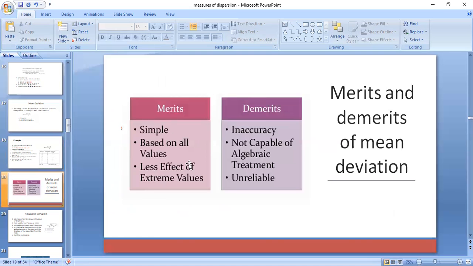Now the merits and demerits of mean deviation. Its merits are it is simple, based on all values, and less affected by the extreme values. Demerits are it is inaccurate, not capable of algebraic treatment, and it is unreliable.